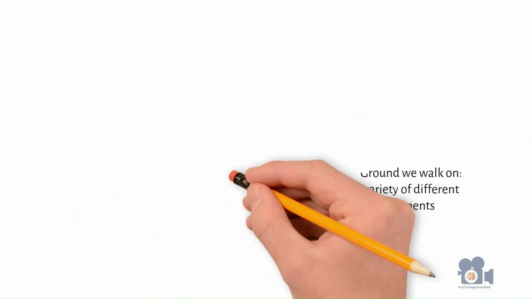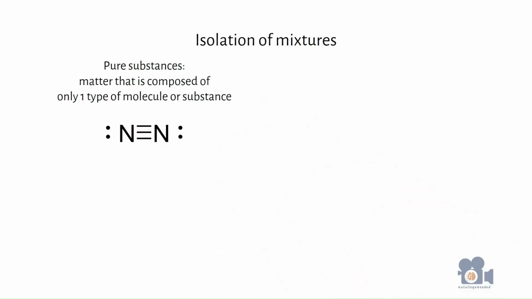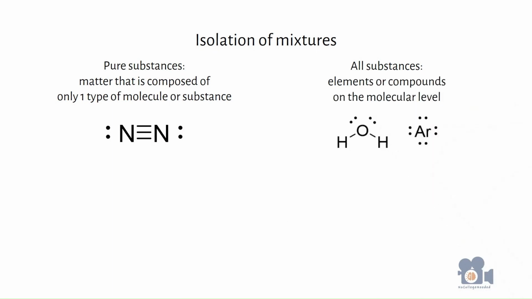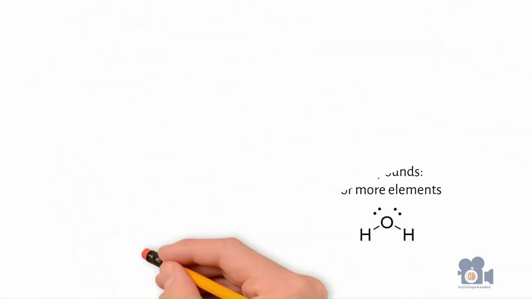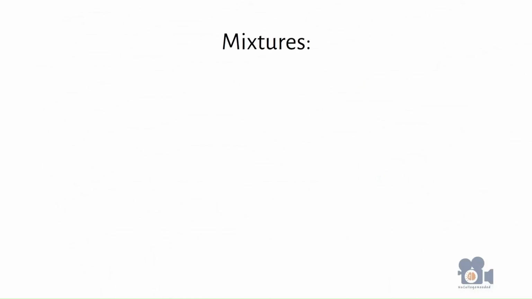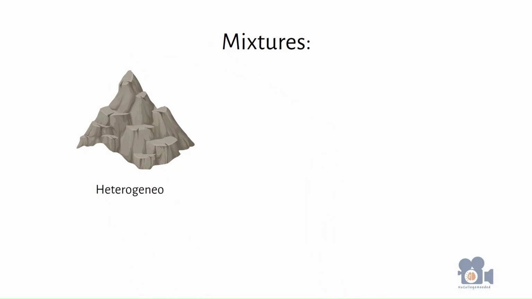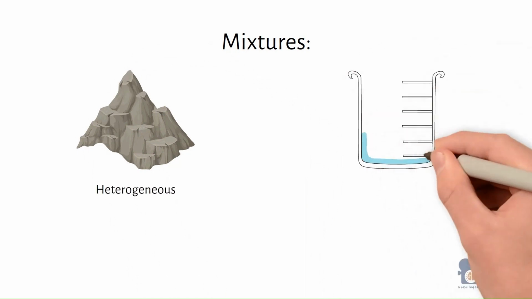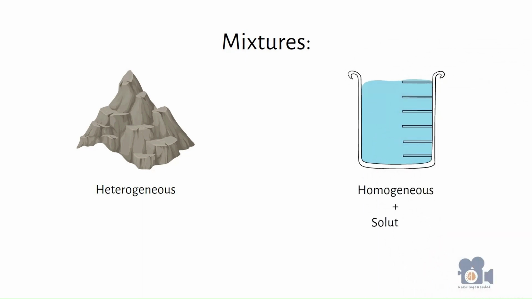However, we can isolate mixtures into pure substances, which is matter that is composed of only one type of molecule or substance. All substances are either composed of elements or compounds on the molecular level. Elements are composed of only one type of atom, and compounds have two or more element atoms. Mixtures can contain more than one type of compound or element. The mixtures that vary in consistency, such as stone, are called heterogeneous mixtures, and mixtures with uniform composition, such as air and water, are called homogeneous mixtures or solutions.